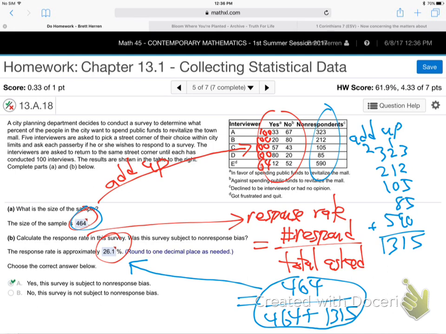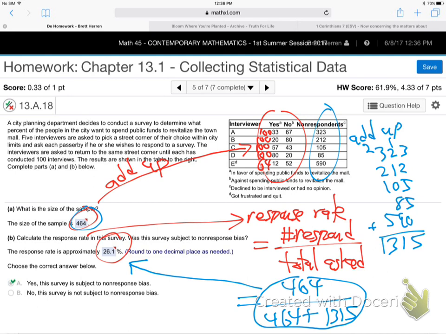1779. Is that right? Good. Yeah. Questions on that? So that's called response rate. What does that mean? That means only 26% of the people that were asked actually gave an answer.